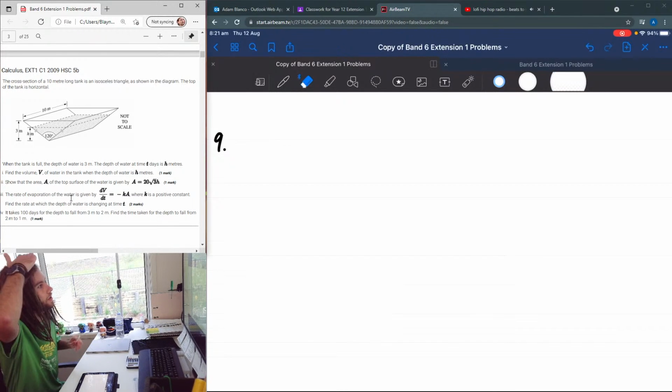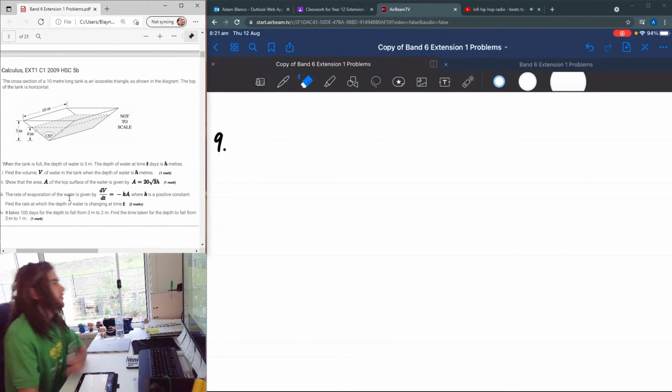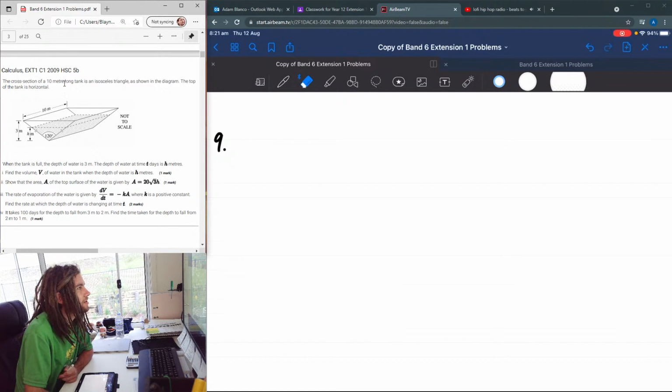Alright, let's look at this thing. So, the cross section of a 10-meter long tank is an isosceles triangle. The top of the tank's horizontal. What does that mean? Does that just mean it's a straight line?